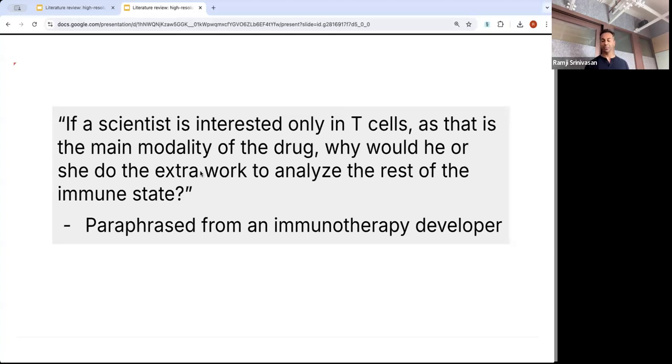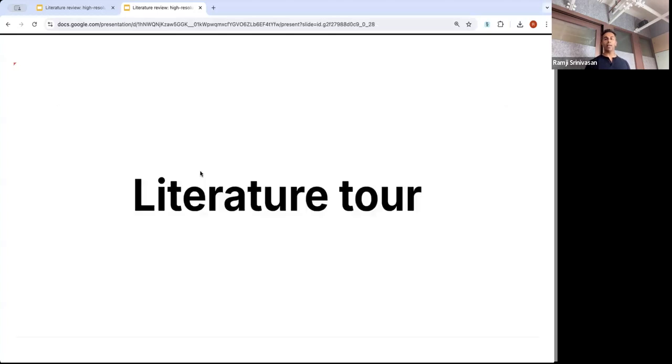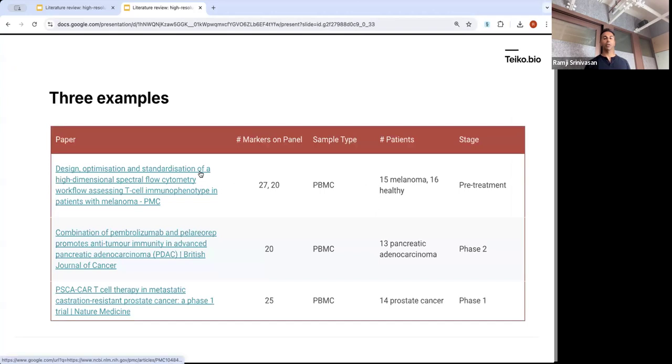I'm sure many people have asked a similar type of question. To attempt to answer this question, we're going to go through a quick literature tour, and we're going to cover 3 papers, all from the recent literature. The first one was on melanoma and healthy controls. The second was on pancreatic adenocarcinoma. The third one was on prostate cancer. And they are either pre-treatment, phase 2, or phase 1. All of these links are in the slide deck and will be accessible online in the materials.